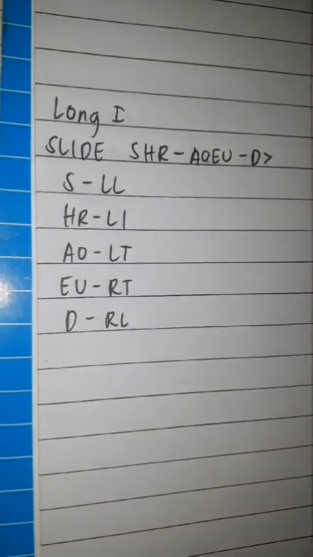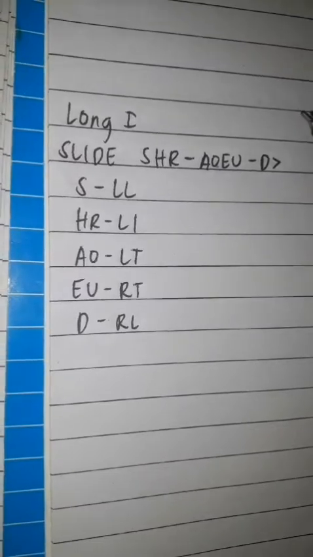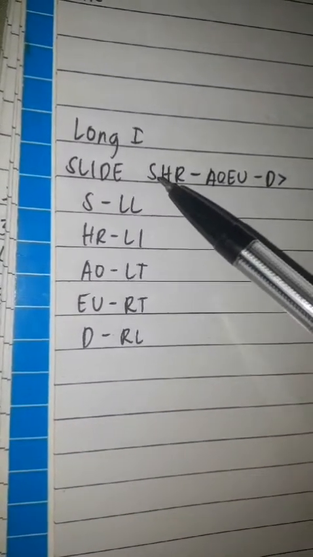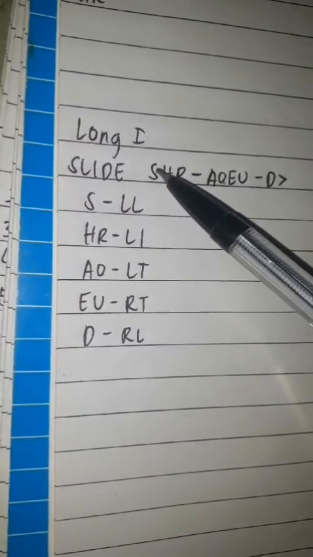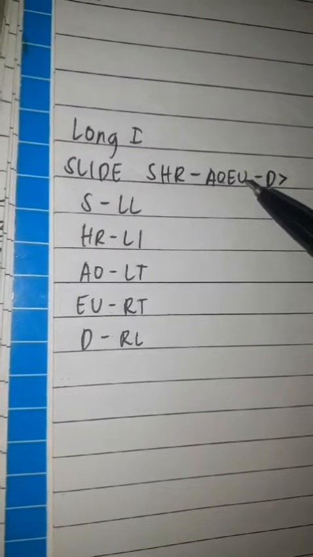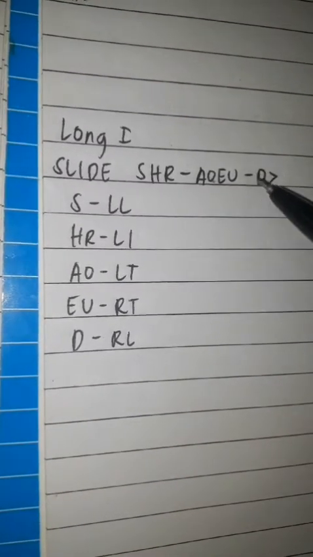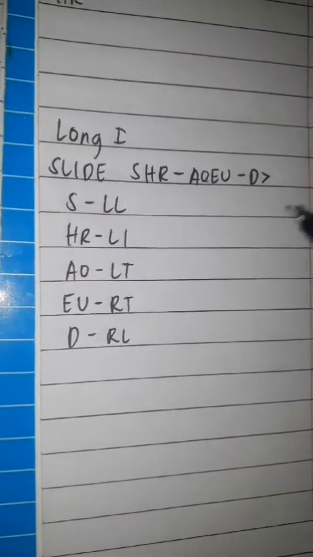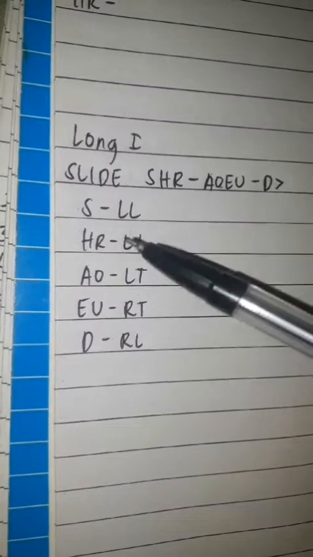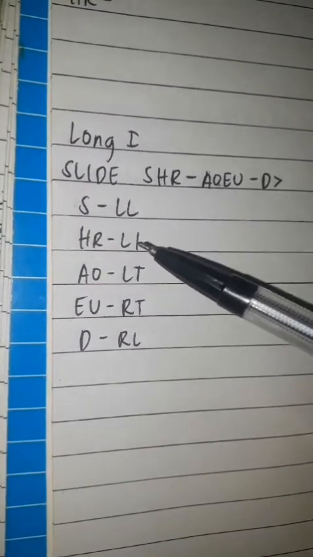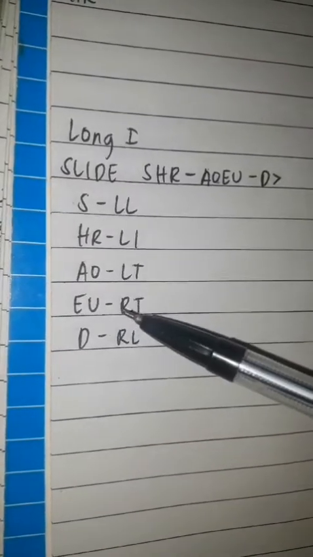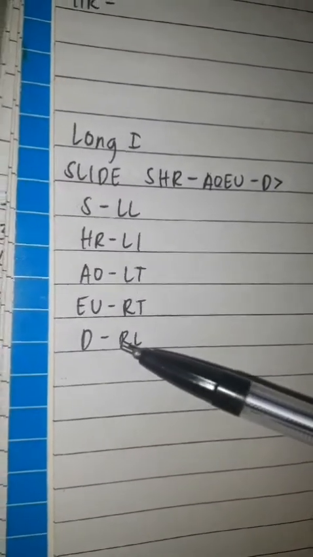So, next, we have the long vowel I. For example, the word is slide. So, the codes for this, we have initial letters SHR, vowel AOEU for long I, and ending letter D, then release. So, the assigned fingers for S, we have left little. HR for left index. AO for left thumb. EU for right thumb. And D for right little.